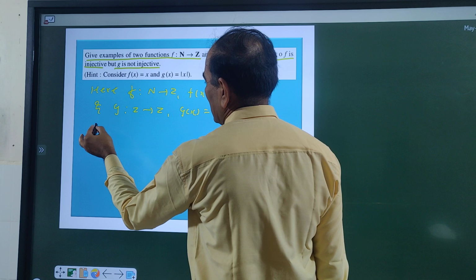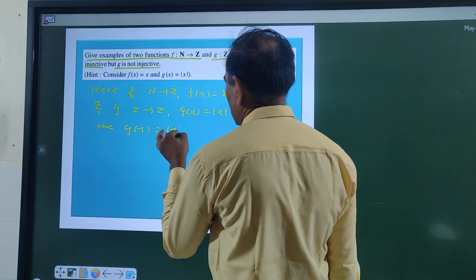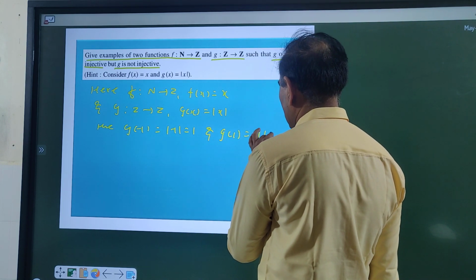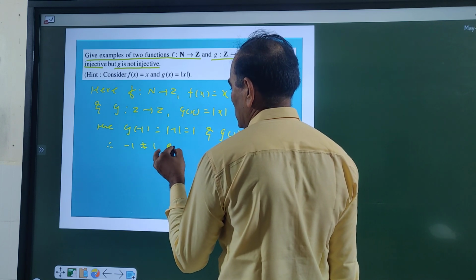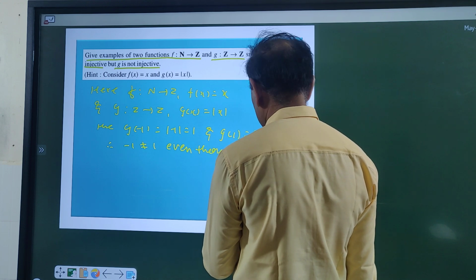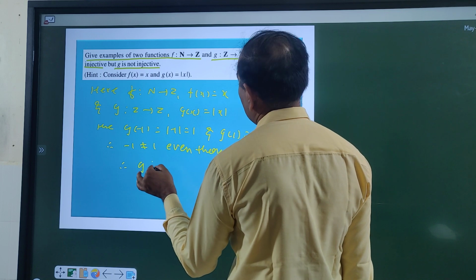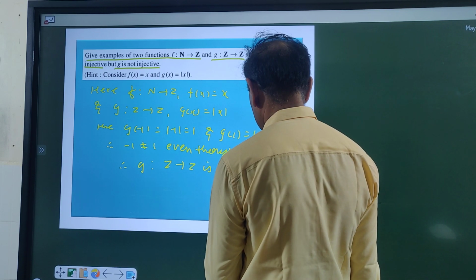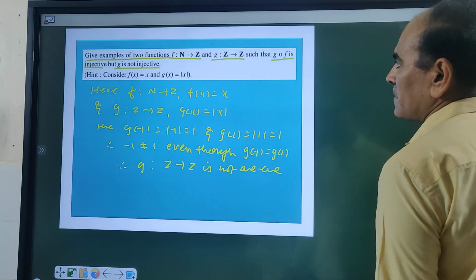Please see here. g of minus 1 is equal to magnitude of minus 1, which is 1, and g of 1 is equal to magnitude of 1, which is 1. Therefore, minus 1 is not equal to 1, even though g of minus 1 is equal to g of 1, and therefore g from Z to Z is not one-one or injective.